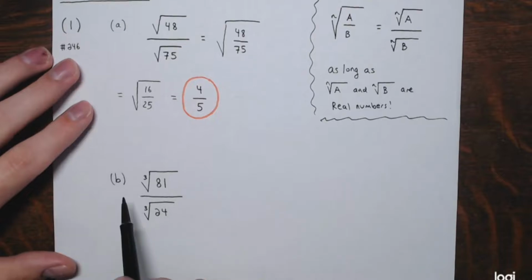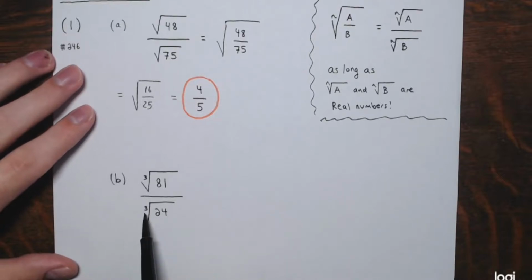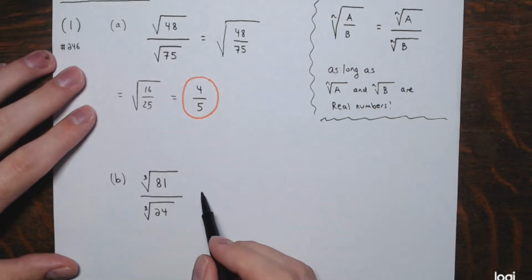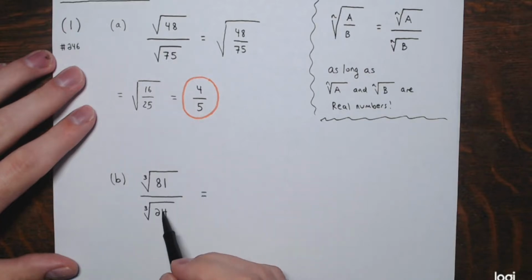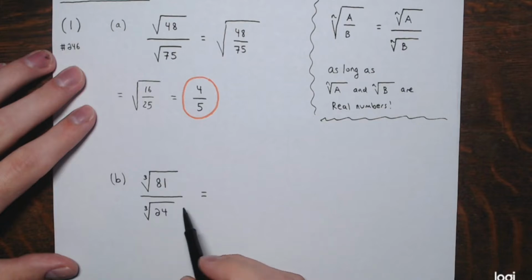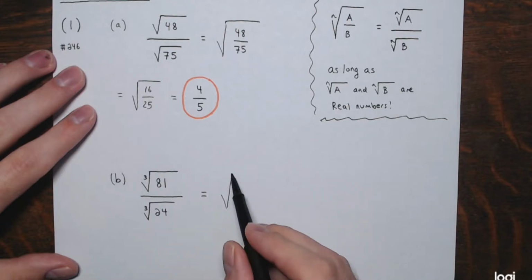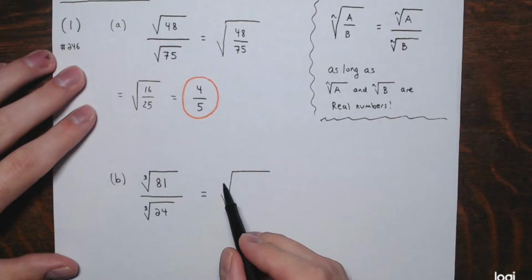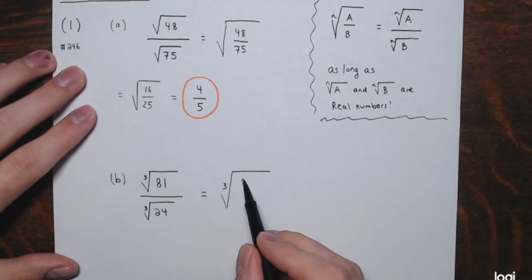Alright, now also pay attention to what kind of roots are being taken. In part B, they're cube roots. Alright, so just like before, I got the cube root divided by the cube root. These are both real numbers, so I can apply the quotient property. Say this is equivalent to the cube root of 81/24.